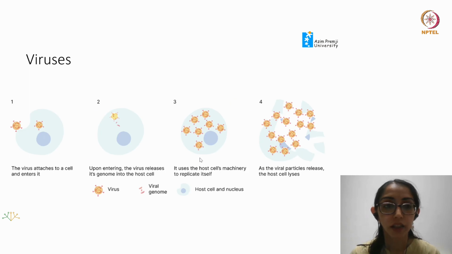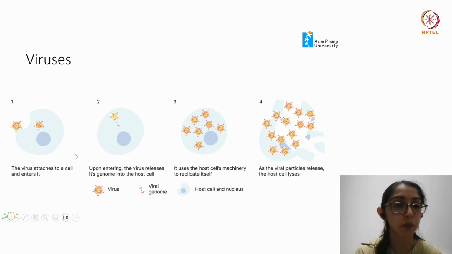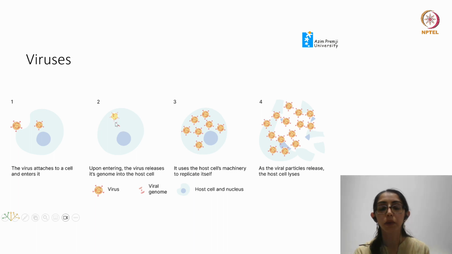In general, the mechanism through which viruses attack a host cell is illustrated here. A virus initially attaches to a cell and enters the cell. Once the virus enters the cell, it releases its genome into the host cell. This genome is then replicated using the host's machinery. Once that's done, the entire virus is assembled. As the viral particles replicate, they are released and the host cell lyses. This is a very general schematic to show you how viruses work.